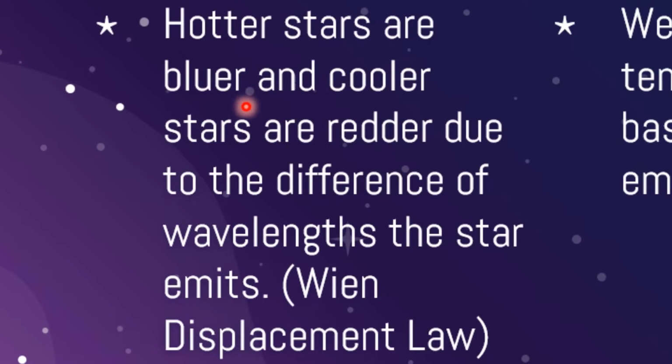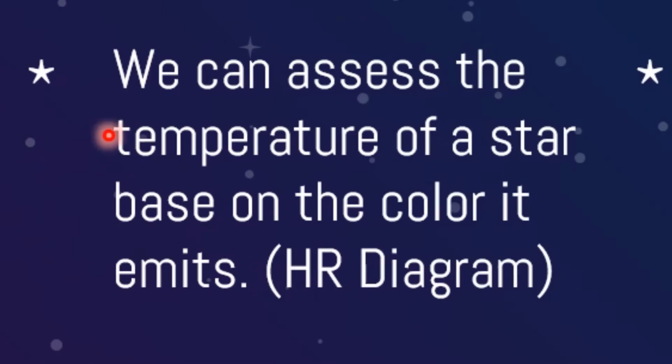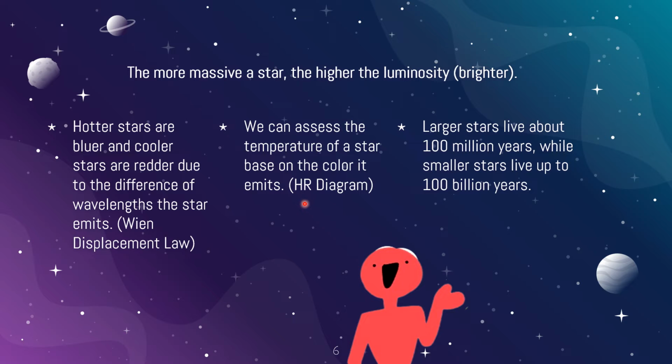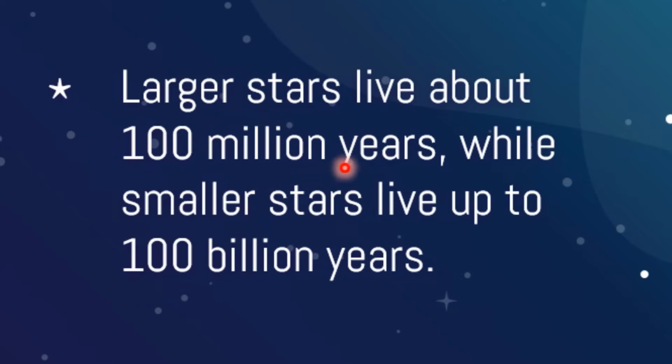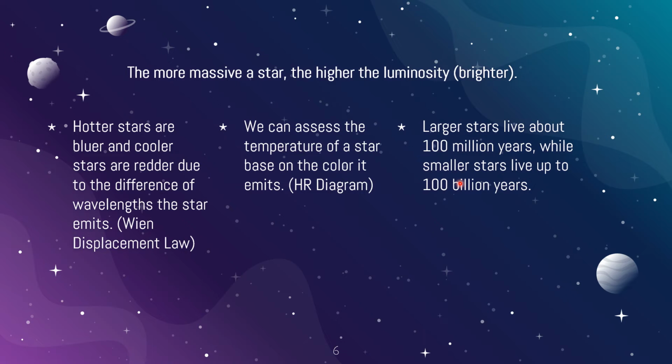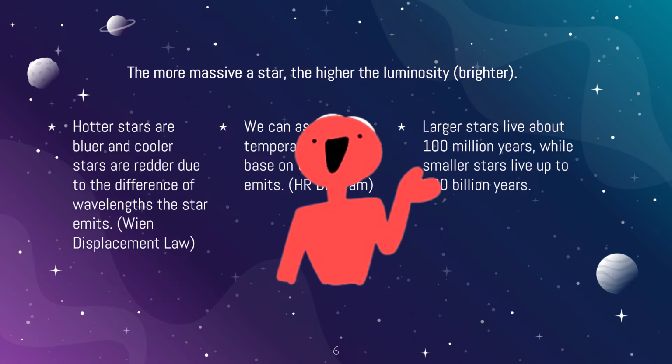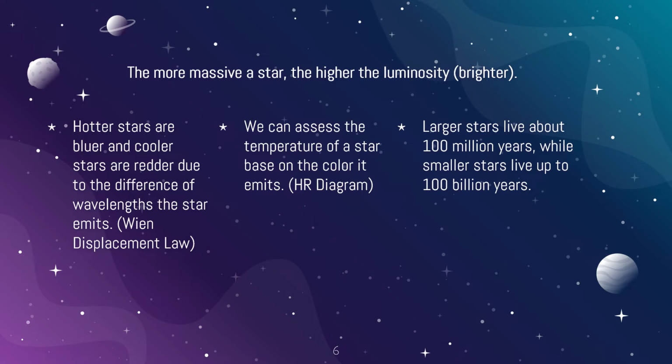Hotter stars are bluer and cooler stars are redder, due to the difference of wavelength the star emits, as explained from the previous slide. We can assess the temperature of a star based on the color it emits, in which blue color has high temperature and red color has lower temperature. Larger stars live about 100 million years, while smaller stars live up to 100 billion years. This is because larger stars burn their fuel faster than smaller stars.